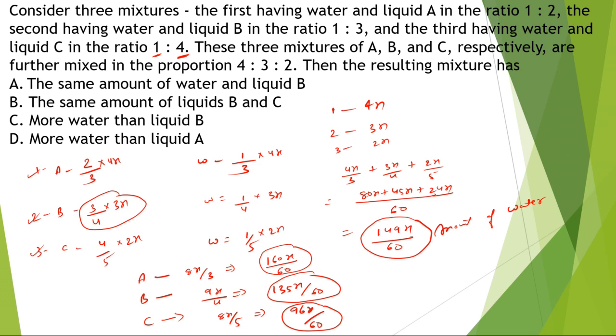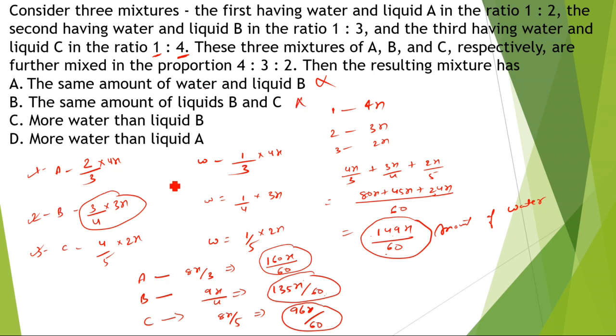So what the question is asking is that after mixing in the proportion 4:3:2, the resulting mixture has, so check the options. The resulting mixture has the same amount of water and liquid B. Water is 149x by 60 and liquid B is 135x by 60. No, it is wrong. The same amount of liquid B and C. Liquid B is 135x by 60 and C is 96x by 60. Option B is also wrong.